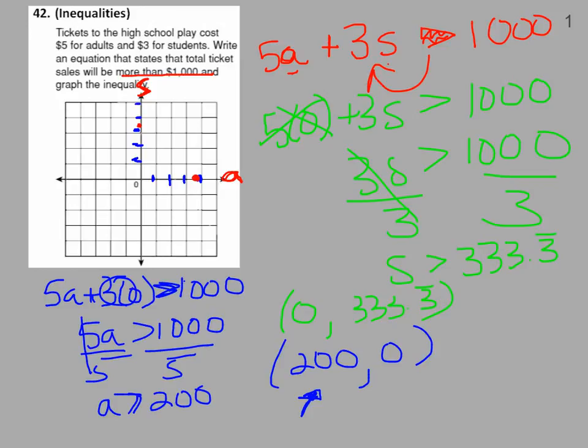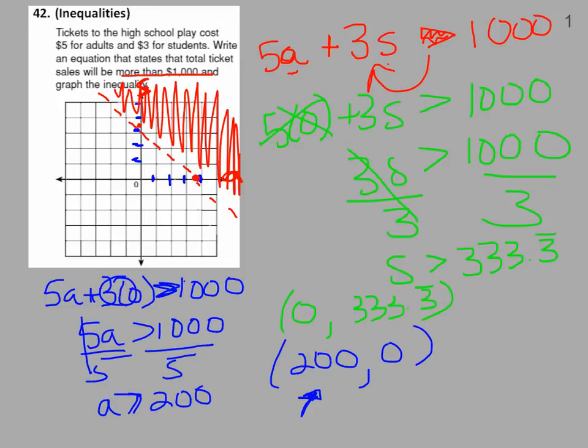And we can connect. Now, here's the thing. When we're graphing an inequality, we have to decide whether it's a dotted line or a solid line. Well, a solid line would indicate that it's allowed to be on that line, but it says it has to be more than $1,000. So we have to make it a dotted line because it can't be $1,000. It could be $1,000 and a penny, but not $1,000. So we make a dotted line, and since it's greater than, we shade above. So we shade like this.